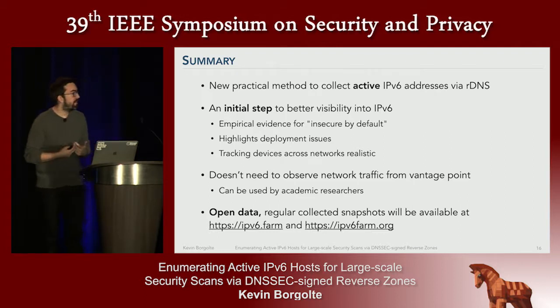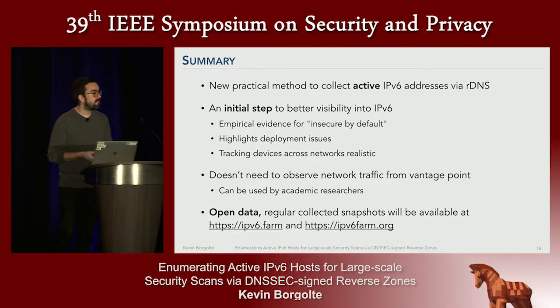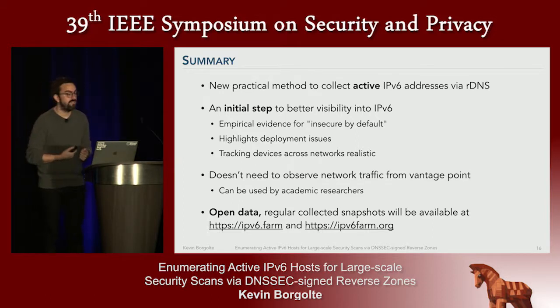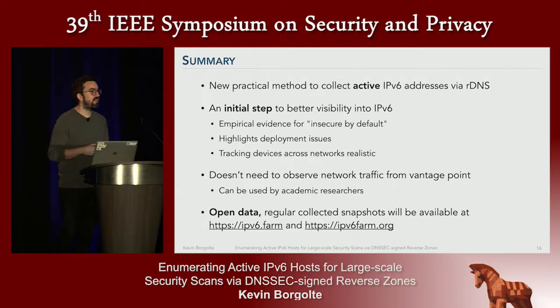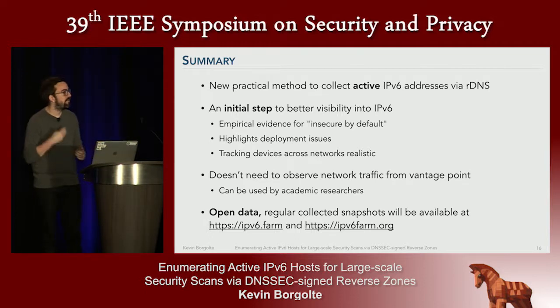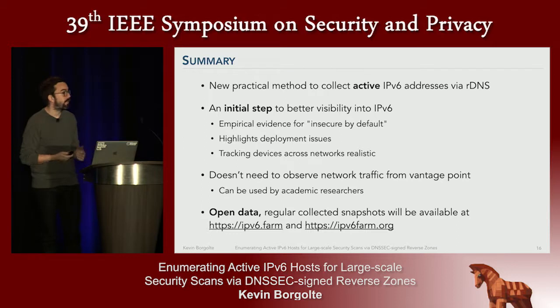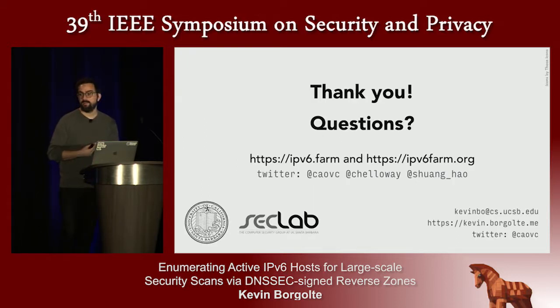There's also the benefit that the approach I talked about doesn't require you to have a network vantage point, because you don't need to collect DNS data passively, for example at a DNS recursor, but you can actively query the zones and enumerate this yourself. And lastly, because we think this is going to help bring a large part of IPv4 scanning to IPv6, we are going to make the data that we've collected, as well as regular snapshots of new scans we're going to do in the future, publicly available on the website ipv6.farm or ipv6farm.org. With that, I would like to thank you, and I'm happy to take any questions.